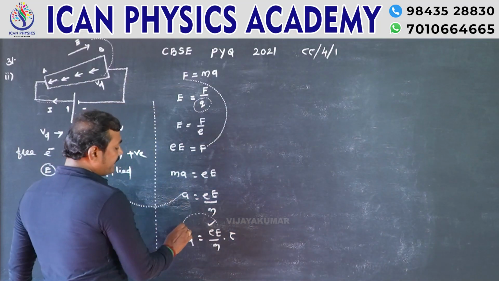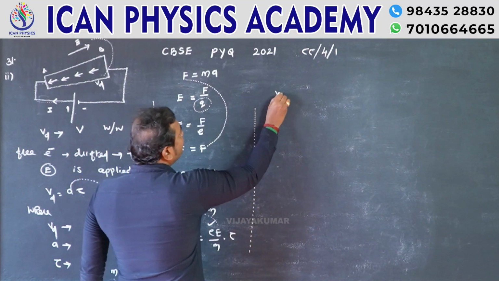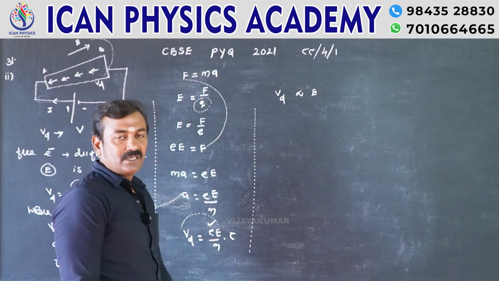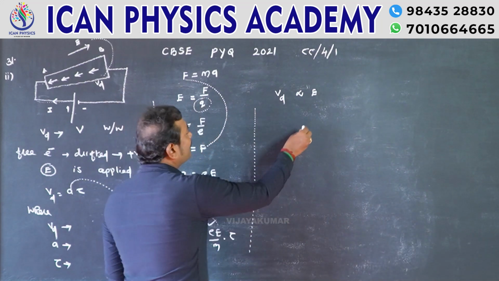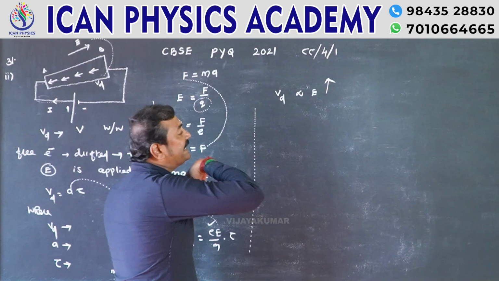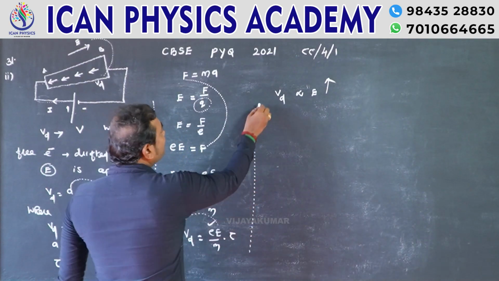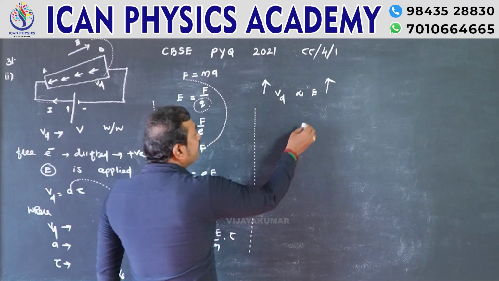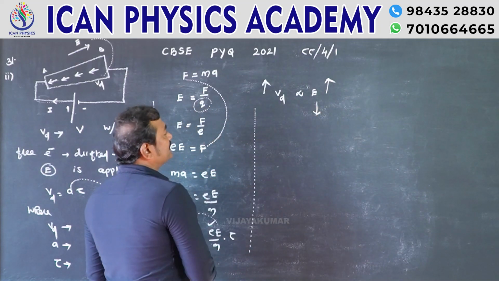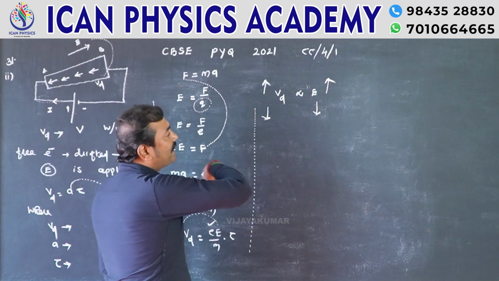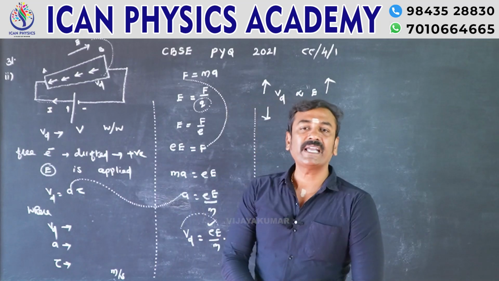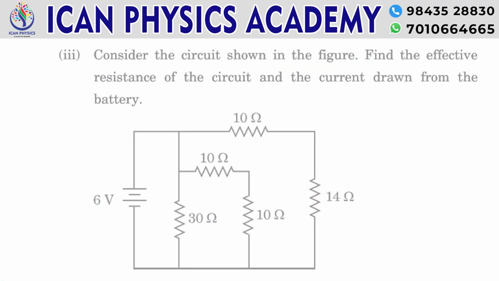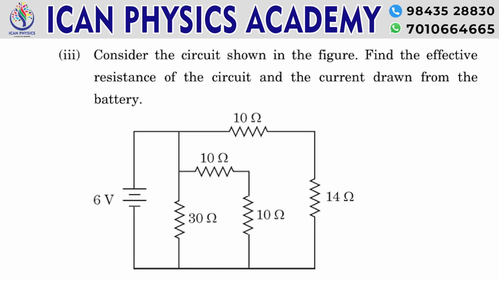So how can we relate these two? The drift velocity is directly proportional to the electric field. From that, how can we justify our answer? When the electric field increases, the drift velocity also increases. On the other hand, when the electric field decreases, the drift velocity also decreases. Okay, do you get it now? Do you have any doubts? No doubts.